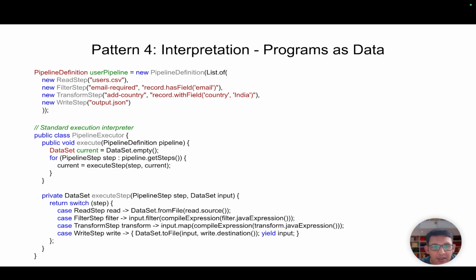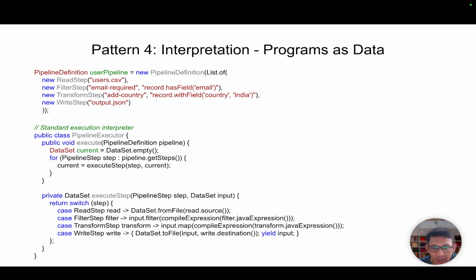Now, your pipeline becomes a data structure that describes what you want to do rather than code that does it. The user pipeline here is just data. It describes a pipeline but doesn't execute it. The power comes from being able to interpret this data structure in different ways.